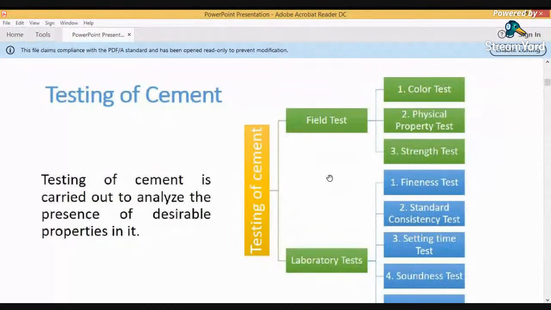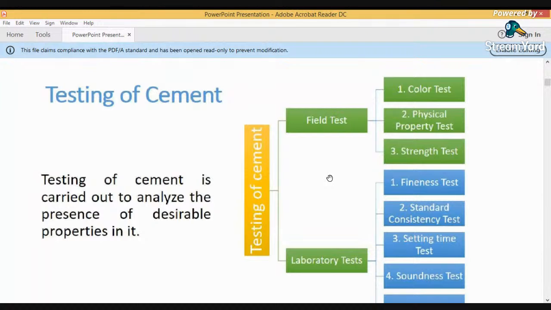What are the tests? Different types of tests are carried out to analyze the presence of desirable properties in it. Desirable properties means what the strength should be, what the setting time should be, what the soundness should be. So all these properties can be analyzed by testing the cement. The testing of cement can be done either in the field, or we can do it in the laboratory.